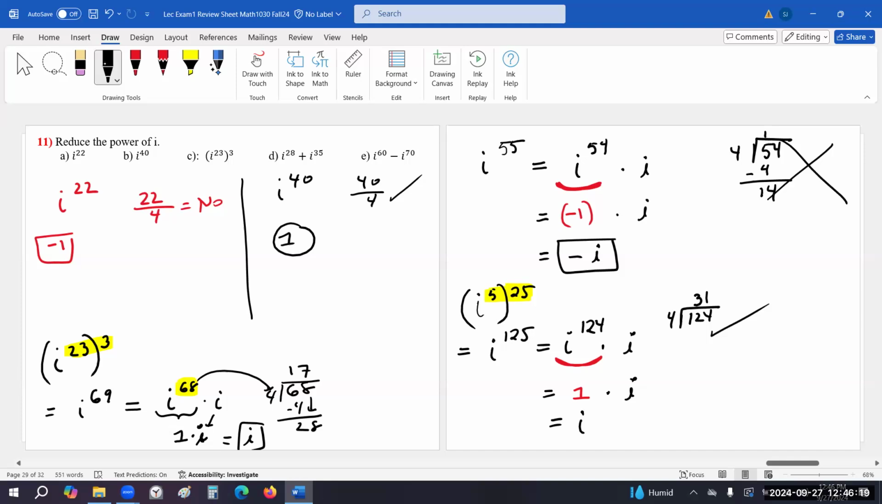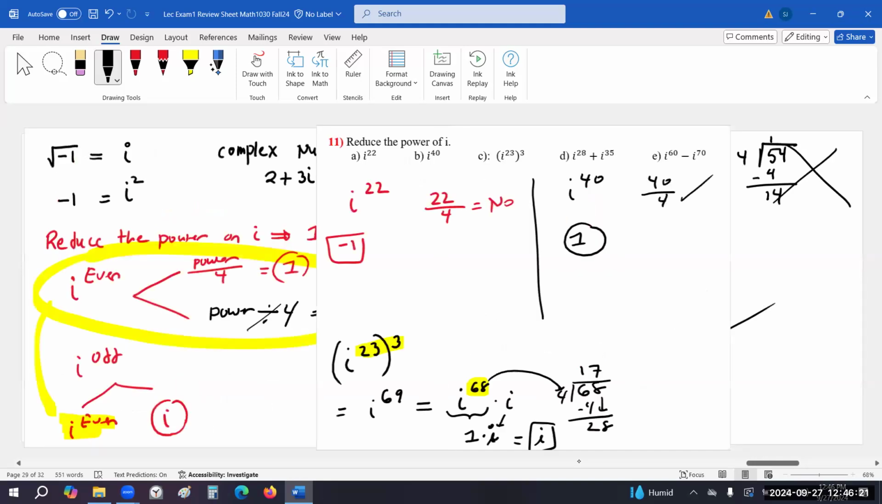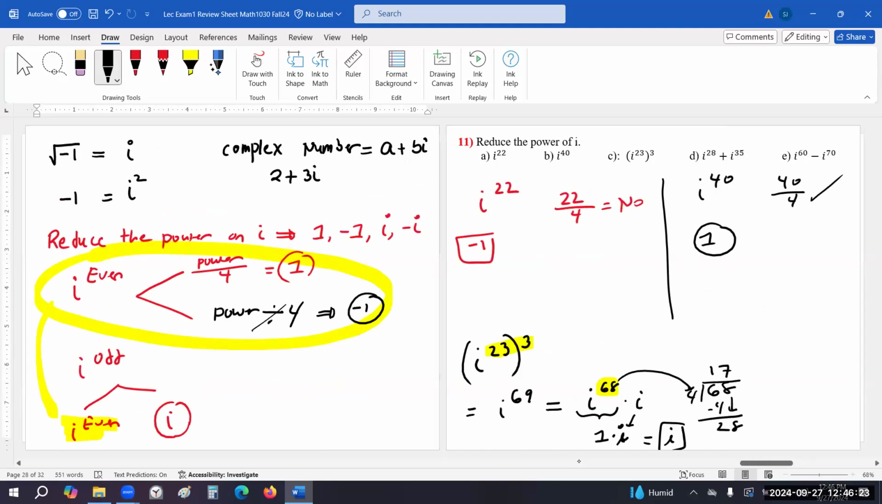So we have four answers. Sometimes we get the answer as 1, sometimes -1, sometimes i, sometimes -i. When we reduce the power of i, the answer must be one of these. We cannot have anything besides these four. Now we did the first example, i to the 22. We cannot divide 22 by 4. That means our answer is -1.